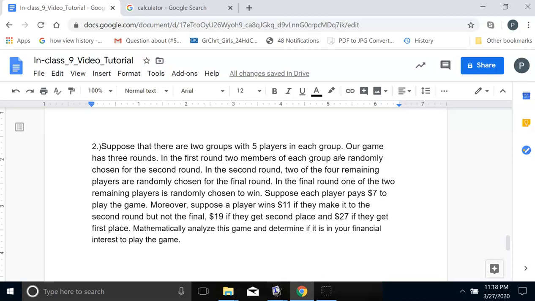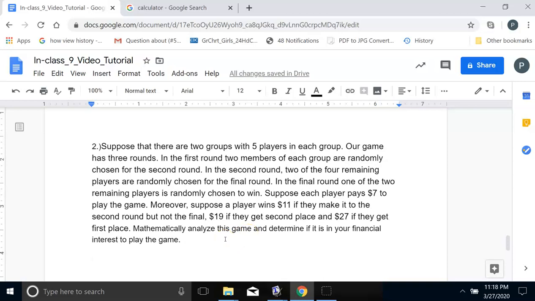Suppose each player pays $7 to play the game. Moreover, suppose a player wins $11 if they make it to the second round, but not the final, $19 if they get second place, and $27 if they win. So mathematically analyze this game to determine if it is in your financial interest to play the game.